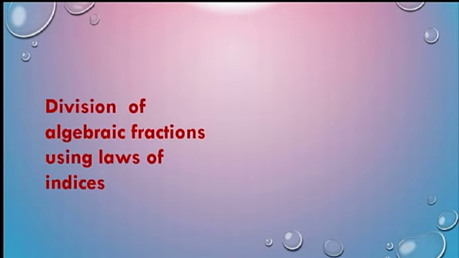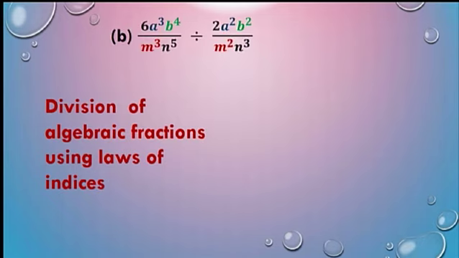One more example. 6a power 3 b power 4 over m power 3 n power 5 divided by 2a power 2 b power 2 over m squared n cubed. So first we change the division into multiplication by taking the reciprocal of the second fraction.